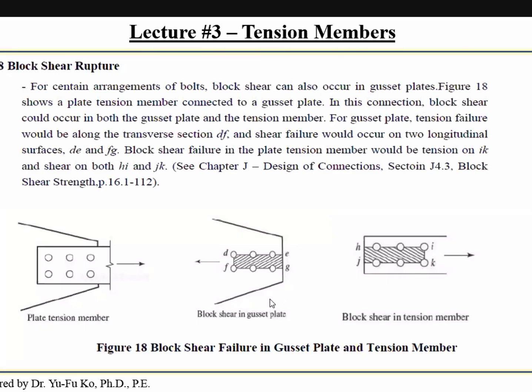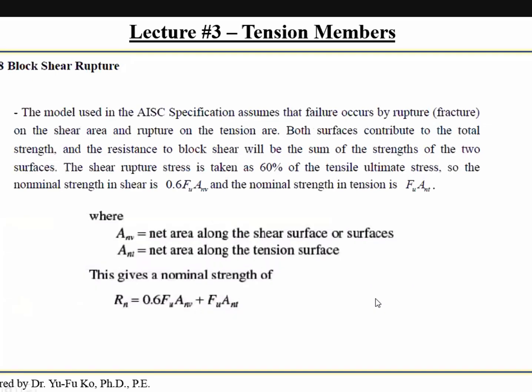Okay, you got to check both block shear in the gusset plate and block shear in the tension member, because the gusset plate may be weaker in block shear. So you got to check. Last week we talked about the equation.